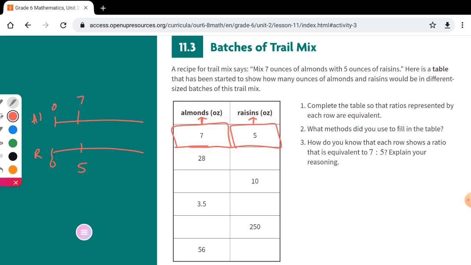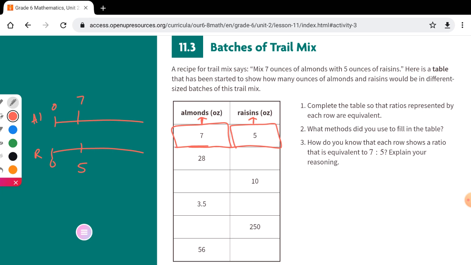Here is a table that has been started to show how many ounces of almonds and raisins would be in different sized batches of this trail mix. If they give us one full set, we should be able to fill in anything else if they give us at least one, by looking at the relationship. So complete the table so that the ratios represented by each row are equivalent.